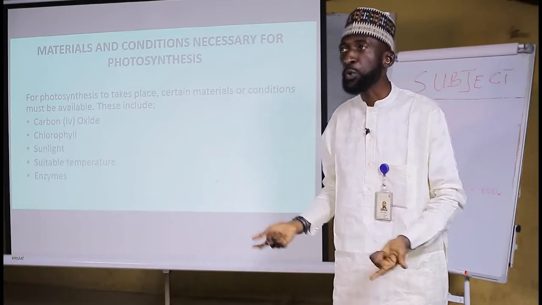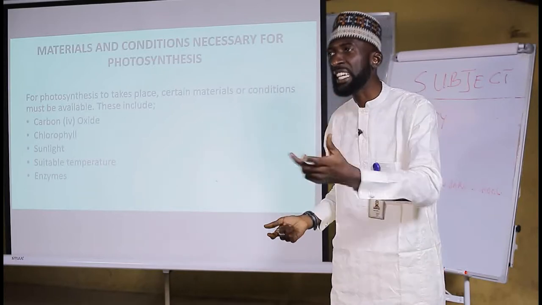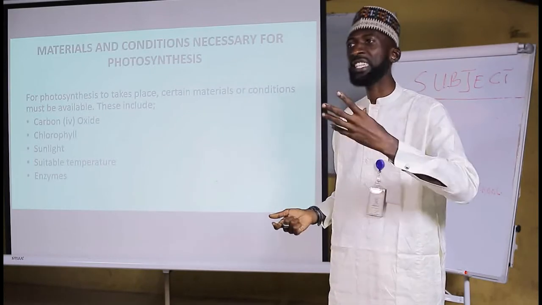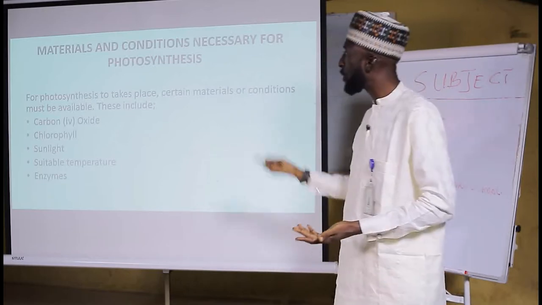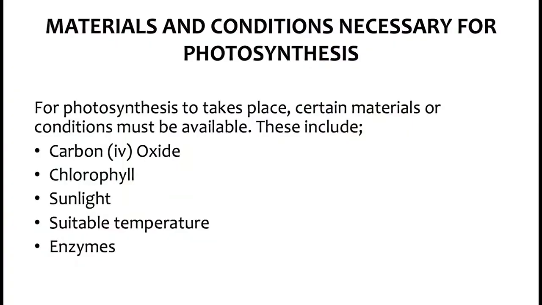So also with photosynthesis, before it proceeds, there are some materials and certain factors that are necessary for the process to be possible. These factors include carbon dioxide, chlorophyll, sunlight, suitable temperature, and enzymes. So all these five factors or materials need to be present for photosynthesis to be effective.